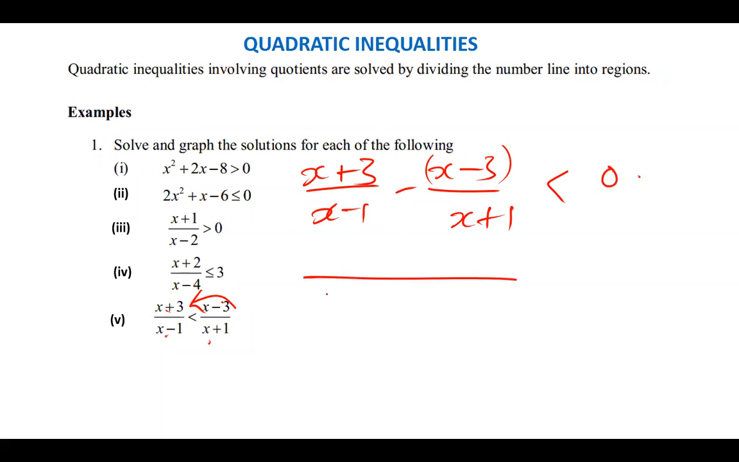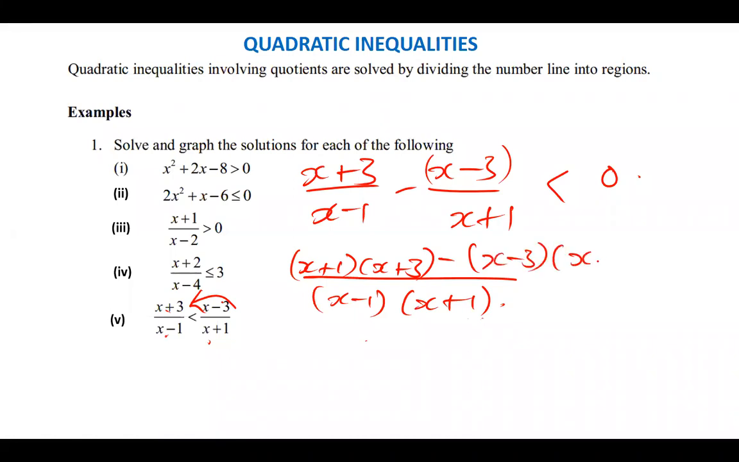Then you find the common denominator, which is just x minus 1 times x plus 1. So x minus 1 into that, you're going to remain with x plus 1. x plus 1 plus x, times x plus 3. You're going to have x plus 1 times x plus 3. There's a minus, open brackets, x plus 1 into x plus 1 times x minus 1. The answer is x minus 1. So x minus 1 times x minus 3, the answer will just be x minus 3 times x minus 1.